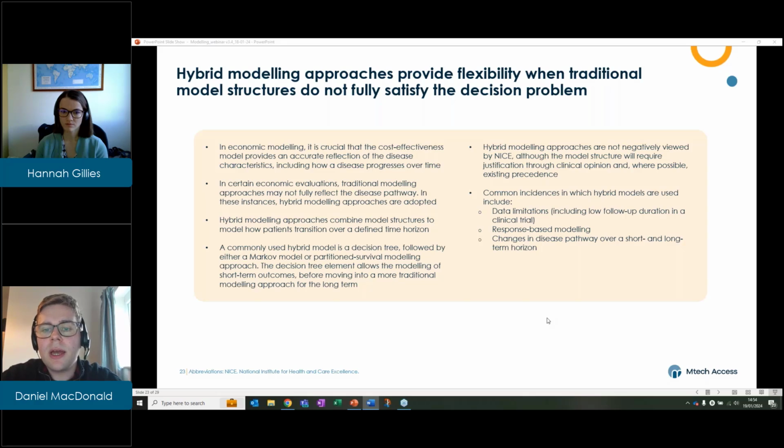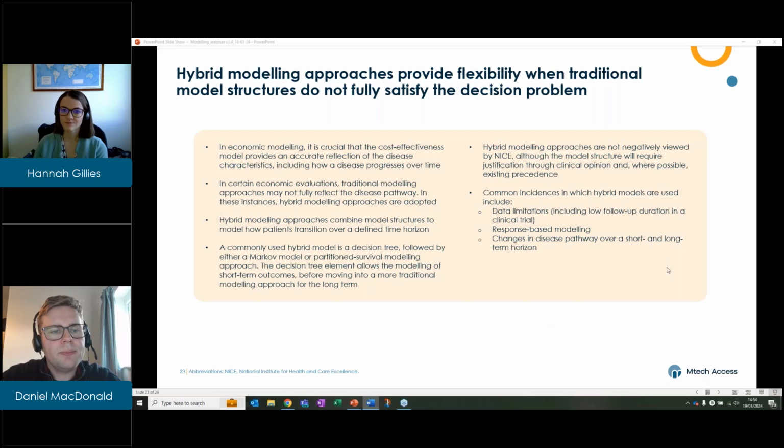Hybrid modelling approaches are not negatively viewed by NICE, although the structure will require justification. As long as it's representing the disease pathway in an accurate and optimal way, there will always be an argument, and it's just about being able to communicate the argument that the structure is adequate and a good reflection of a real world setting, in which case it will be most appropriate.